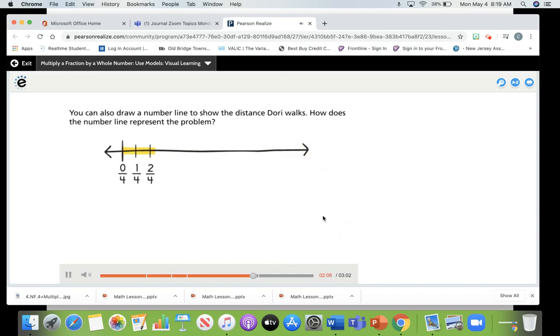You can also draw a number line to show the distance Dory walks. How does the number line represent the problem? Well, we did 10 hops until we got to 10/4. So to school, to home, to school, to home, to school, to home, to school, to home, to school, and back to home on Friday, right? So I did that 10 times.